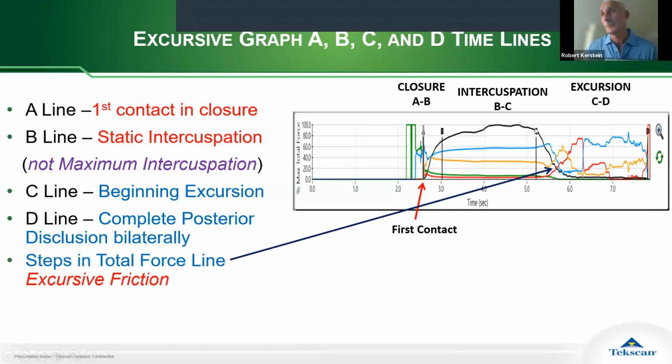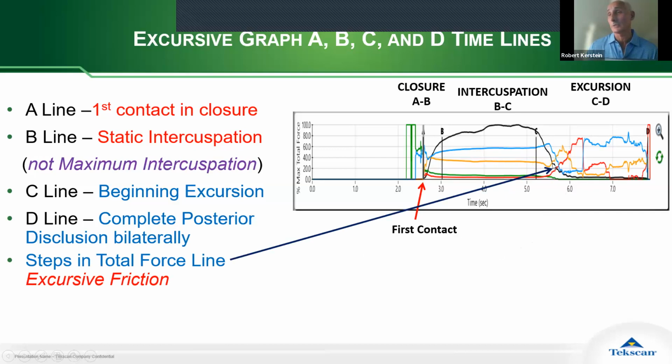The other thing that's very important in this graph is steps. See these steps? That's excursive friction. That's back teeth rubbing together, clanging into each other, not freely separating. It's different than an interference. There are interferences, but there are frictional interferences that create these steps. And excursive friction is bad.